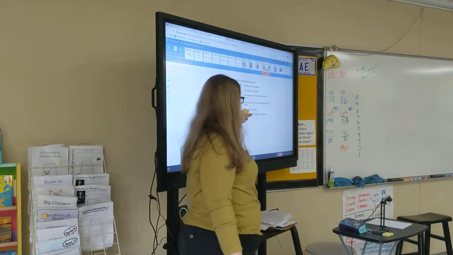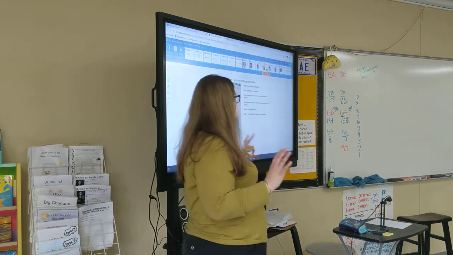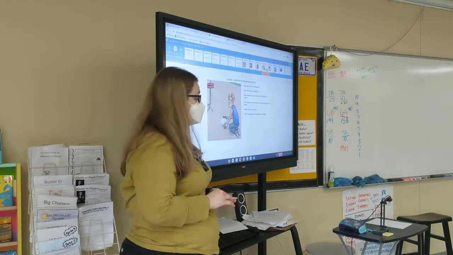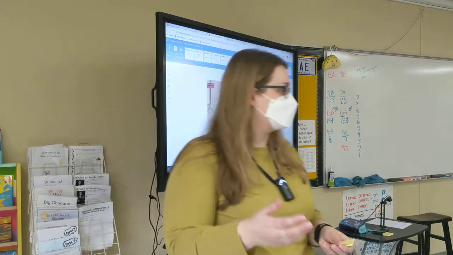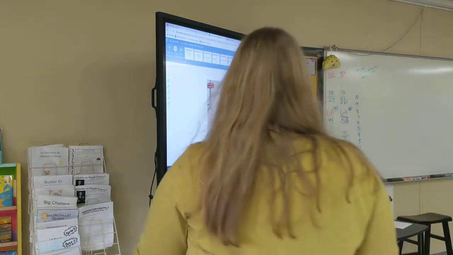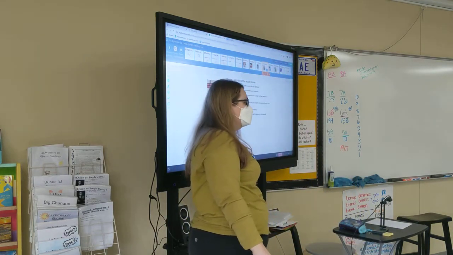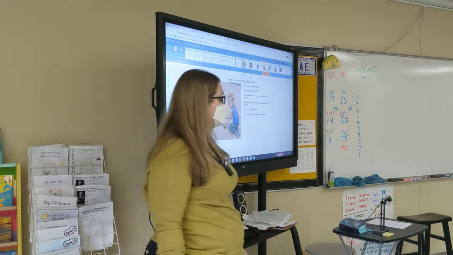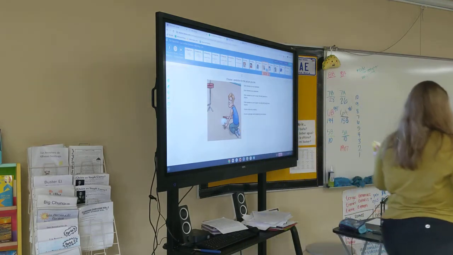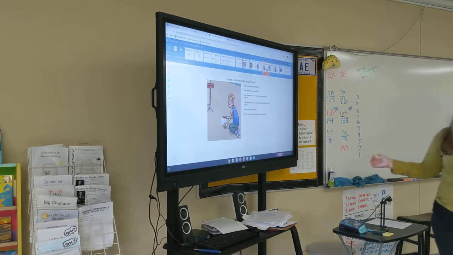Or, este momento va a ser la mejor, the best, va a ser la mejor parte de la historia. This is the best part of the book. Yeah, this is going to be the best part of the story. Or, the next one says, este momento va a ser la parte más aburrida de la historia. It's going to be the most boring part of the story.